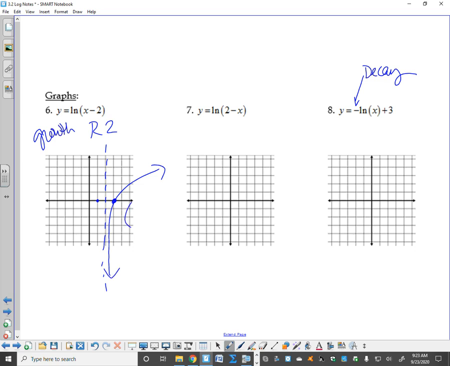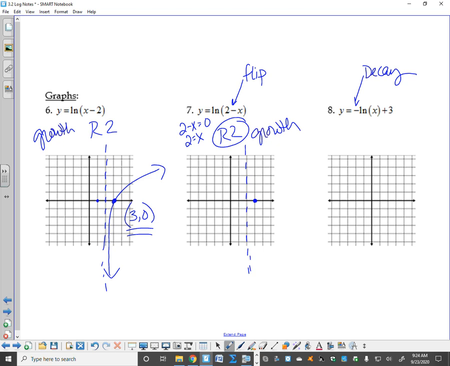And that point is 3, 0. Always, always, always label your point. Okay, this has a negative on the x, so there's your flip. 2 minus x is weird, so I'm going to solve it and go true to the sign. So here I am, right 2. The asymptote is 1 behind it, to the left. It's growth, I didn't write that part, but it's flipped. So again, I have to draw it so I can flip it.